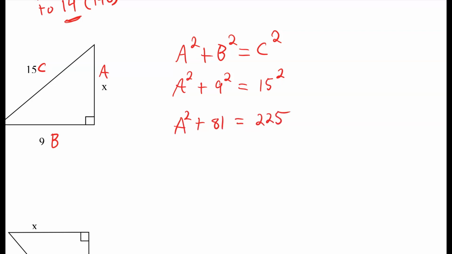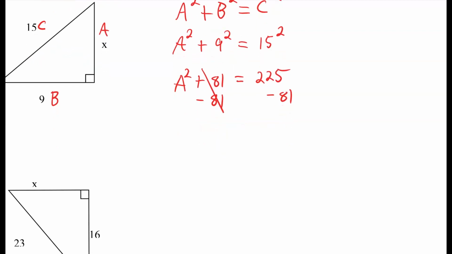225. Now, in order to move the 81 to the other side, we have to do the opposite. The opposite of addition is subtraction. So we're subtracting 81 from both sides, which removes it from the left and moves it over to the right. Meaning a squared is equal to 225 subtract 81, which is 144. To get the square off of a, we must find the root of 144. So a is equal to 12 because it is one of our perfect squares.